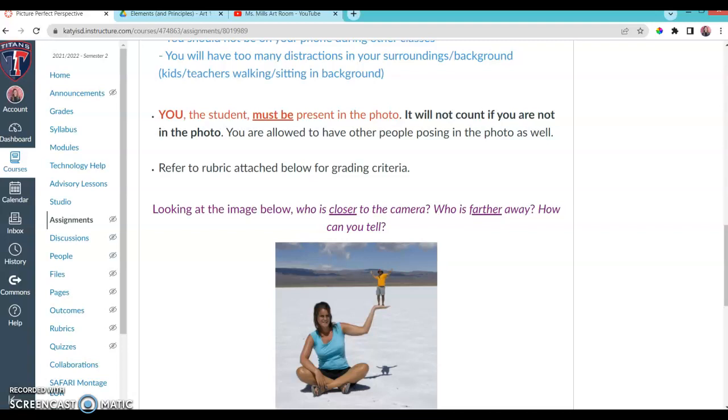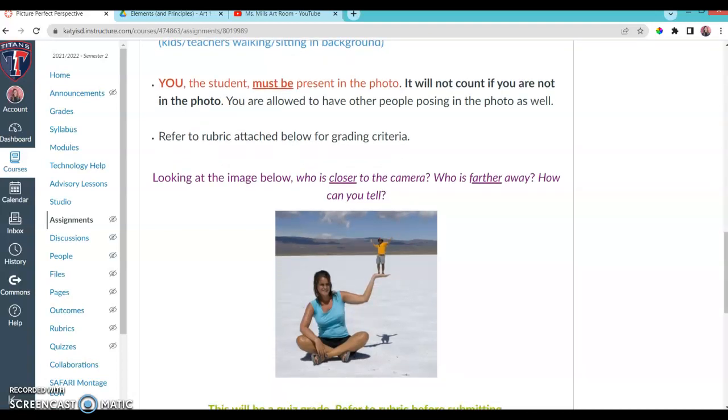Again, it's not going to count, and I'm going to make you redo it. You can have other people in the photo, you can have other objects, obviously, but you need to be in it. So just wrap your little brains around that. You've got to be in it. No way out of this. And the rubric is a bit different, so you want to make sure that you're looking at it beforehand.